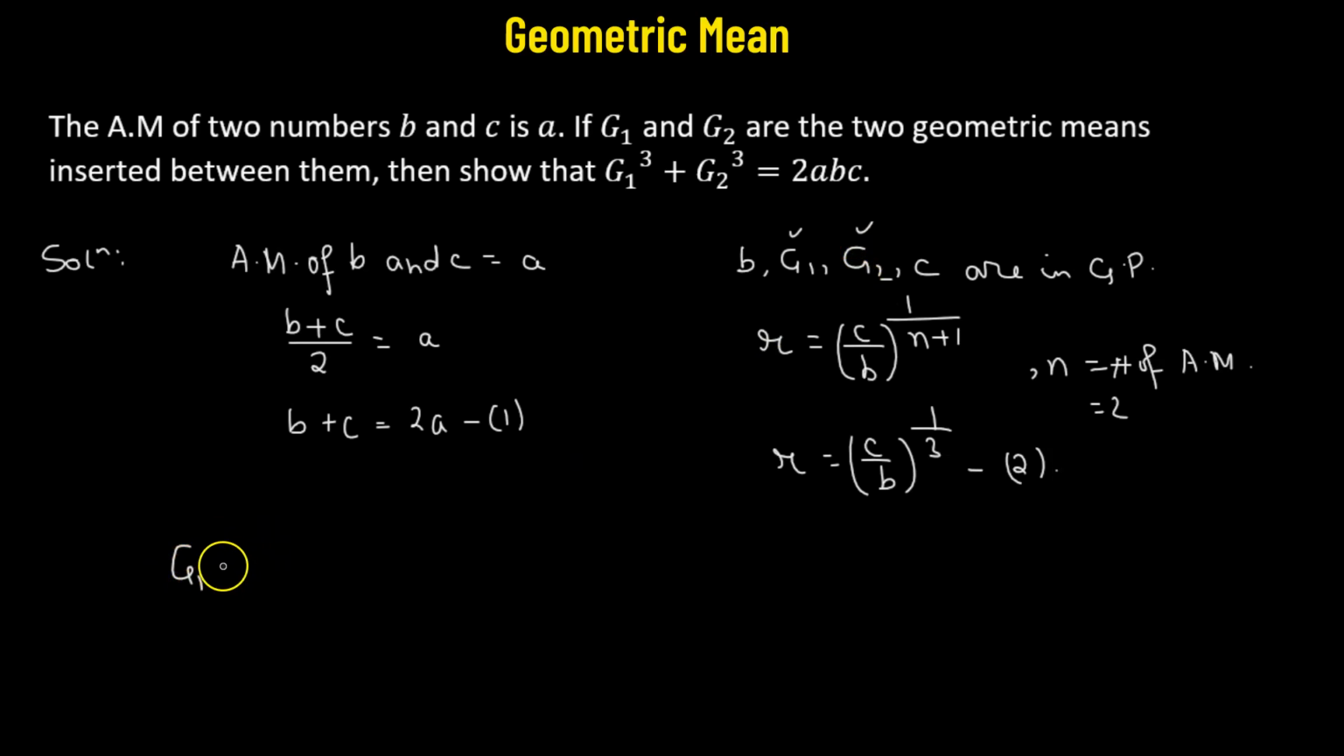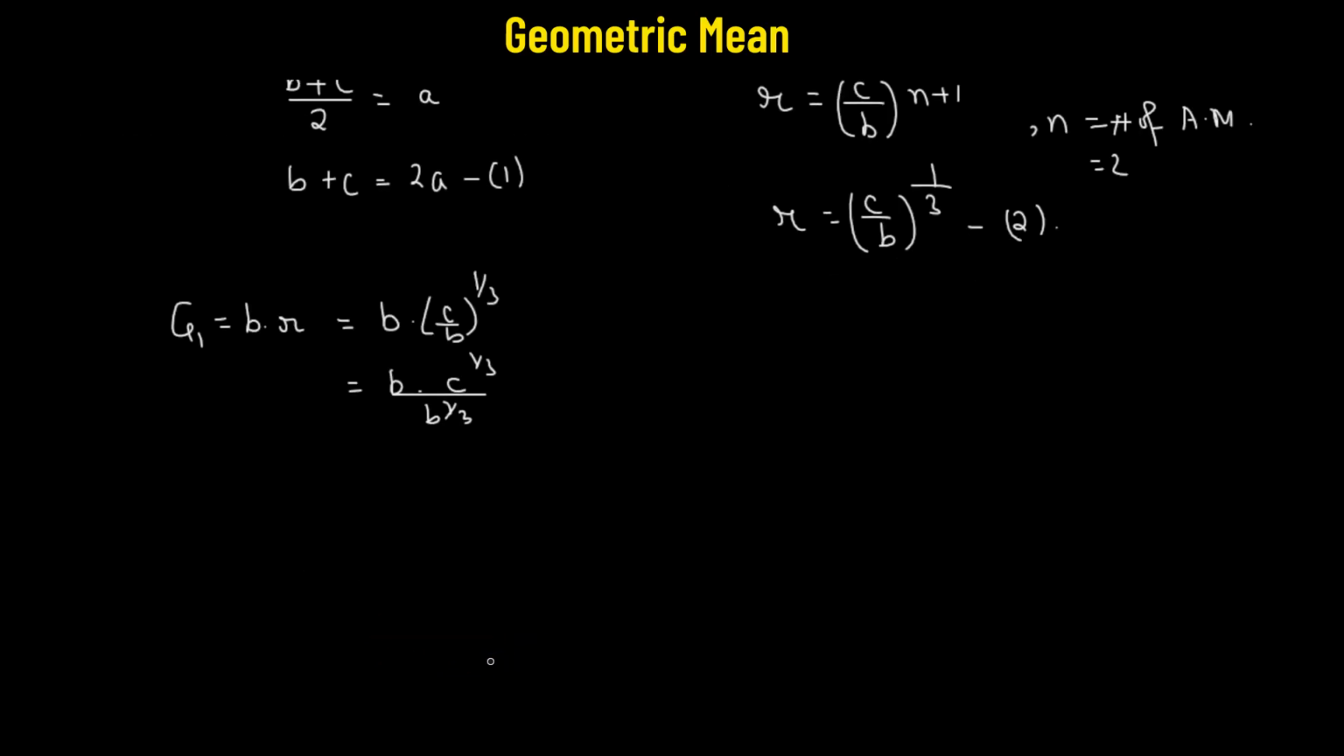So let's do that. The value of g1 will be, you take the previous term, which is b, and multiply it by the common ratio r. That means we have b multiplied by c over b whole raised to the power of 1/3, which will be b times c raised to the power of 1/3 divided by b raised to the power of 1/3. We combine the two b's in the numerator and the denominator, so b will be raised to the power of 1 minus 1/3, times c raised to the power of 1/3. So we get b raised to the power of 2/3 times c raised to the power of 1/3. This is going to be the value of g1.